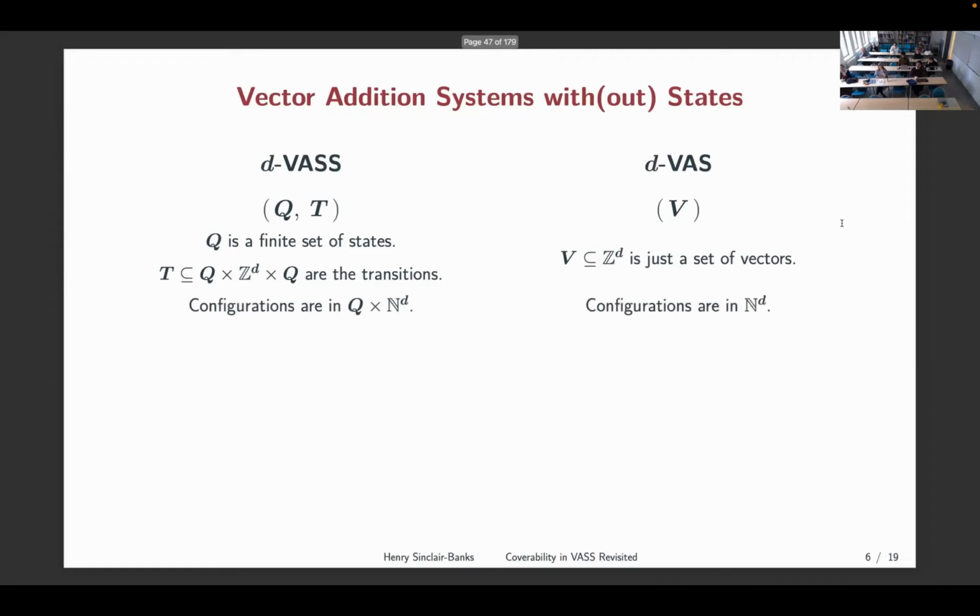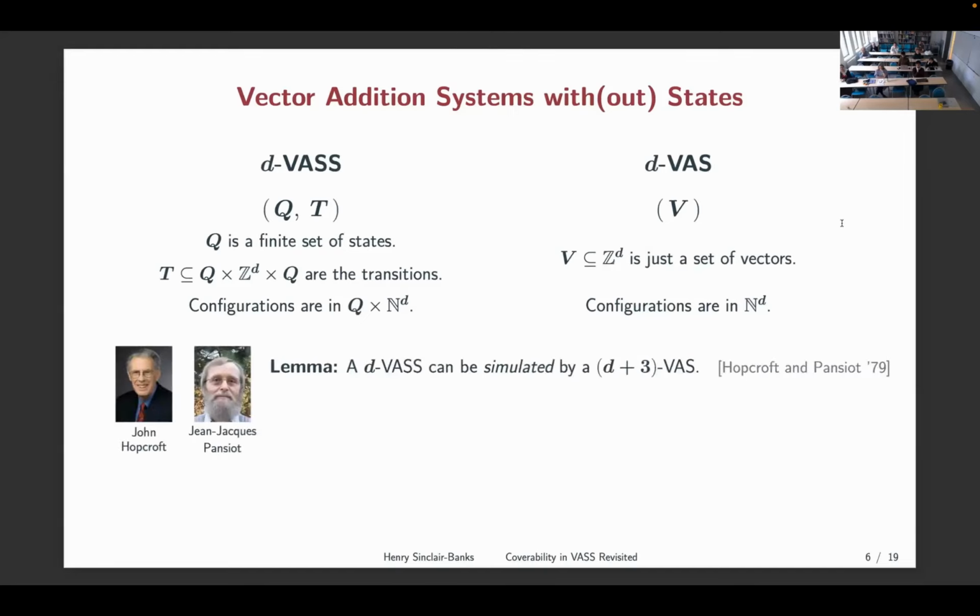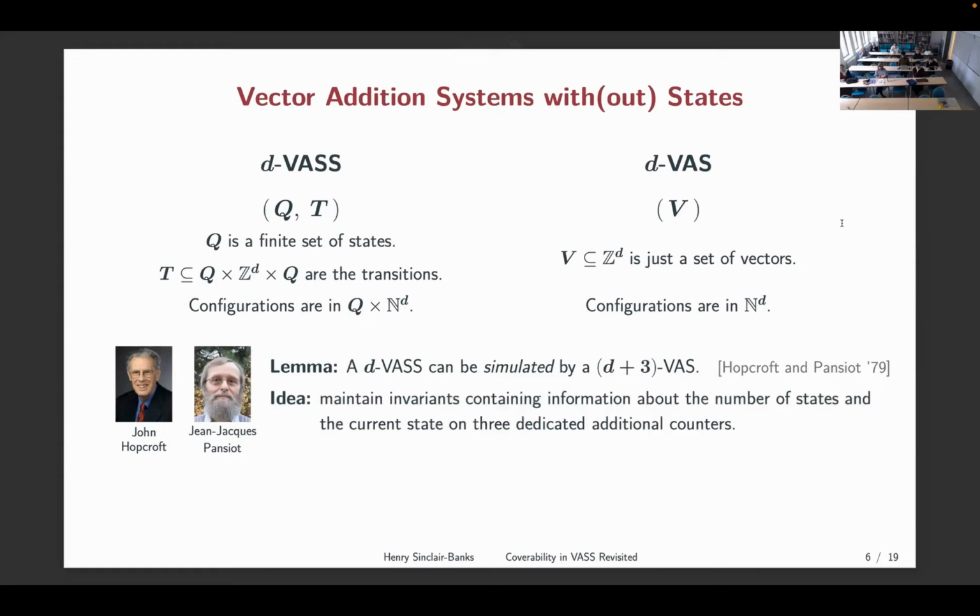It turns out that obviously a configuration is a pair of a state and the current counter values versus just the current counter values. And a lemma from Hopcroft and Pansiot in 79, you can simulate the states with 3 extra dimensions. And because we're going to be dealing with VASS for which the dimension is not fixed, we're going to just remove states at the cost of a constant number of dimensions, no problems with the complexity. I won't explain how this works, but it kind of works in a way where you represent the current state on one of these 3 counters, you represent some information about the system on another, and when you want to move between one and the other, you kind of juggle the information between them.